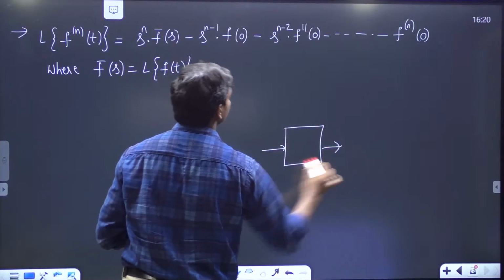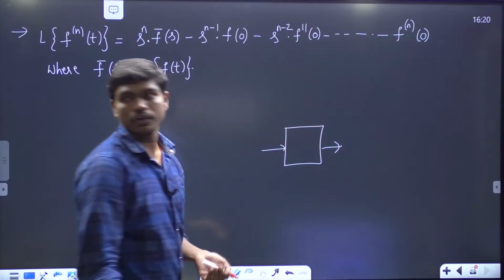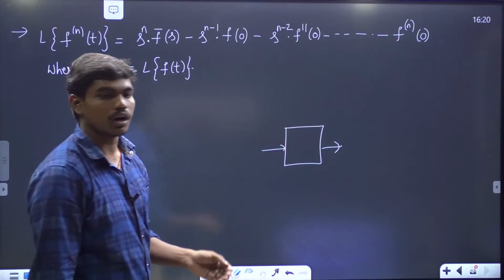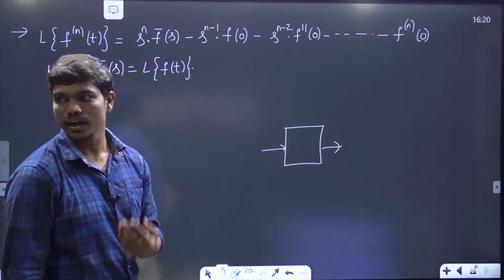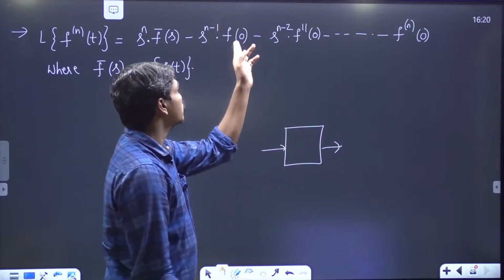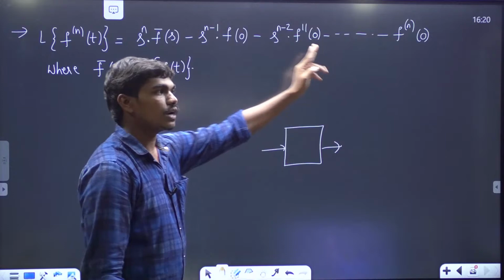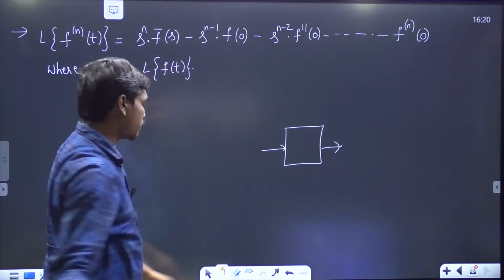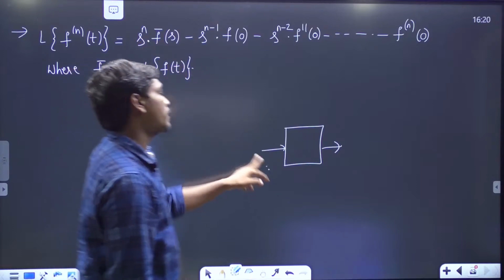Now in control systems, when you are writing transfer functions for a given input and output, we assume all these initial conditions to be zeros. I told you in the morning, the transfer function is the ratio of the Laplace transform of output to the input while assuming all the initial conditions are 0. These are the initial conditions at time t equal to 0, so all these are 0 and we consider only this part, which is s power n of f bar of s.